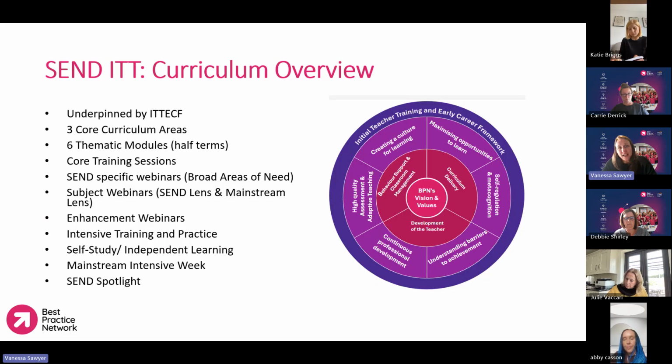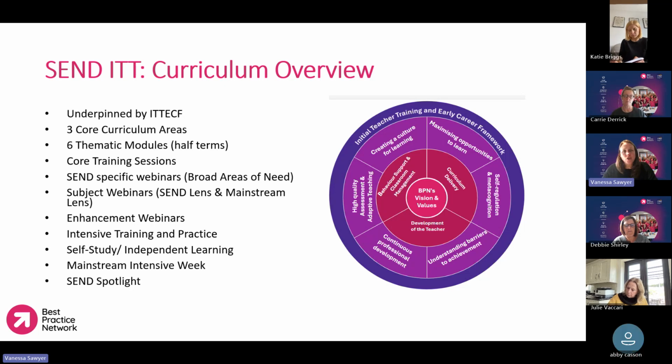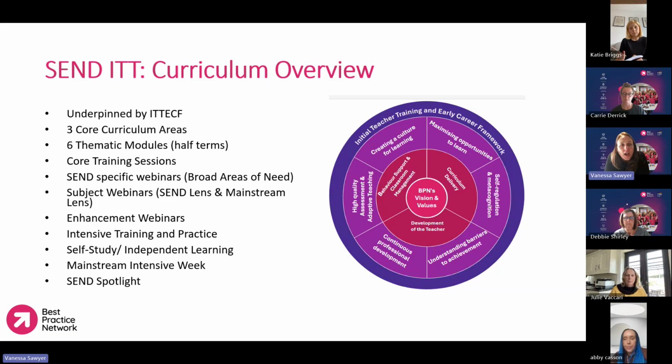We've got enhancement webinars, and some of the enhancement webinars, those on the SEND ITT programme, will join with those on the general primary. So there is a little bit of joined upness. We also have intensive training and practice, because all ITT programmes need to have that element. The difference being they will not join with a general primary because there are some changes to the focus of those that they'll be looking at on this programme. So they are more SEND focused and more suited to those who are on this pathway.